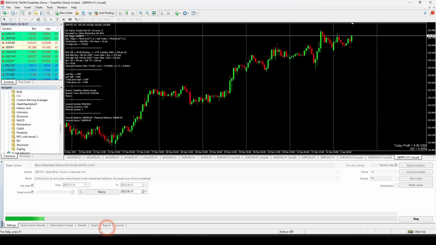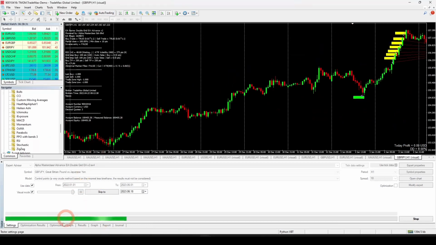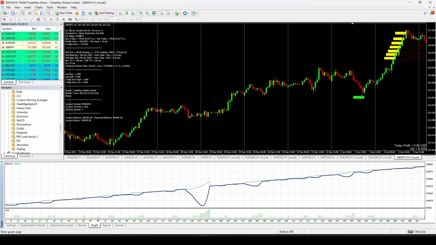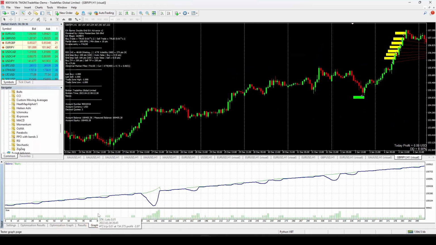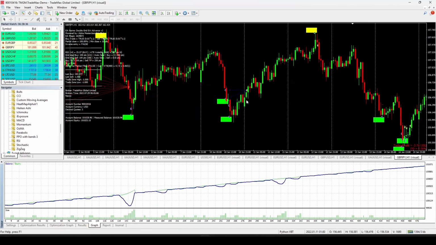So let's see how it goes in real life. Now this is GBPJPY, and GBPJPY you do know is extremely high risk as well.